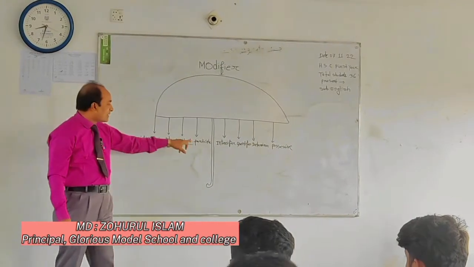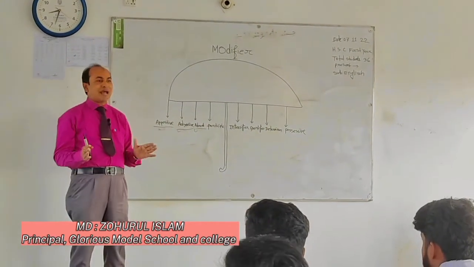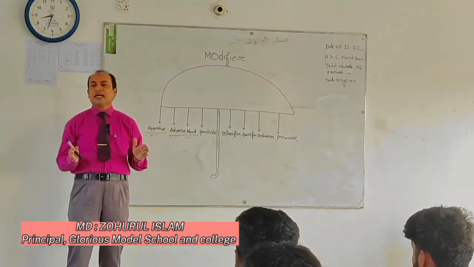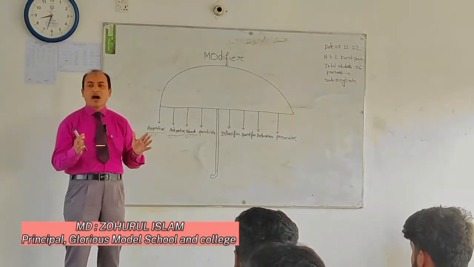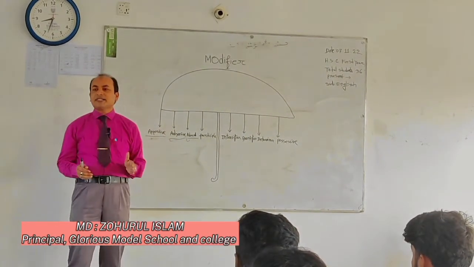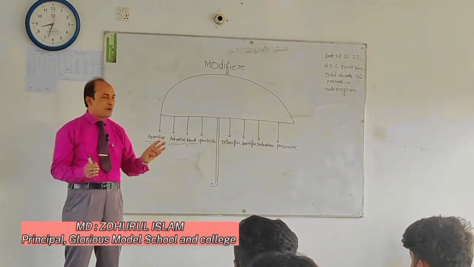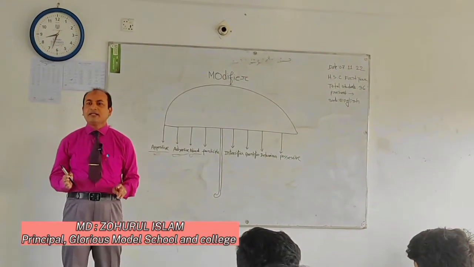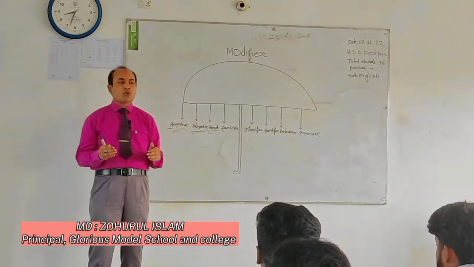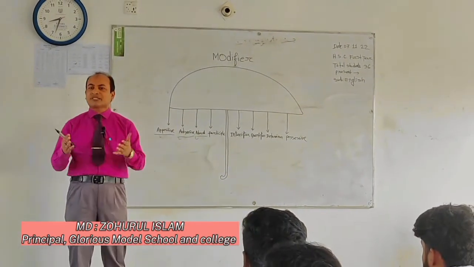So we have already finished appositive, adjective, adverb. Now we will discuss participle. Participle and gerund. You see, participle means the word that will tell us about verb and adjective. That is called participle. Participle is divided into three classes: present participle, past participle, and perfect participle. Present participle, normally we see that when verb plus ing, that is called present participle.